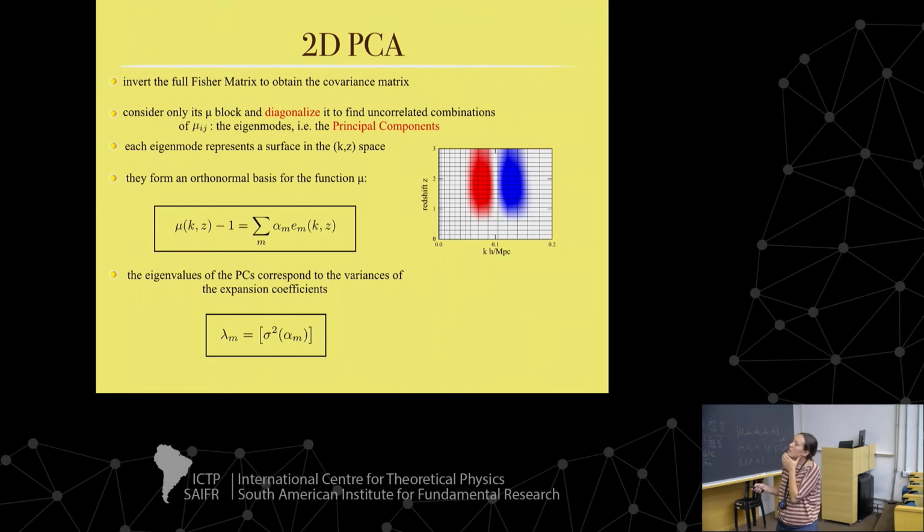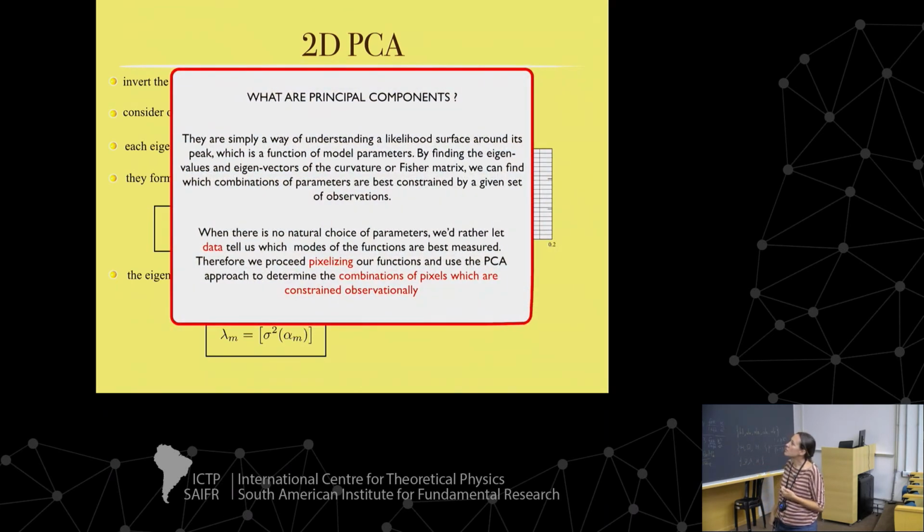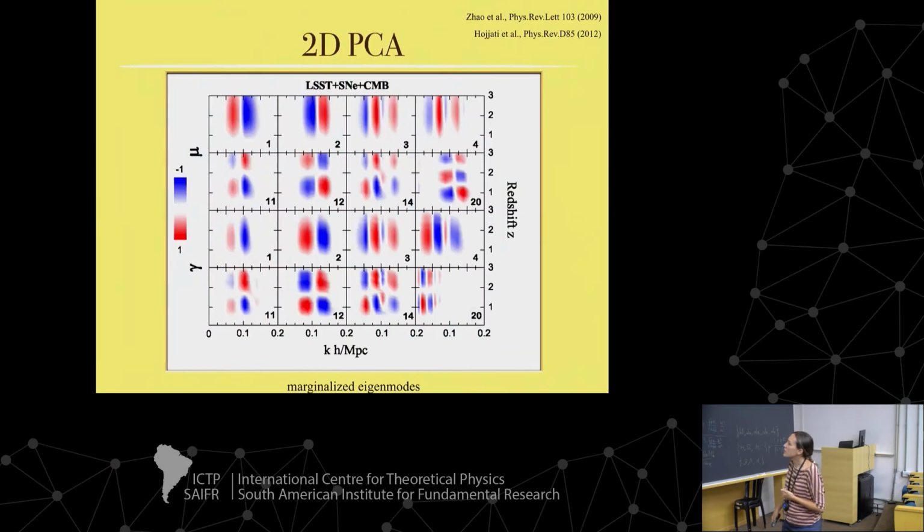The two important things are the alpha m, the coefficients in the expansion of your function in the eigenmodes, and the eigenvalues of your diagonalized matrix, which tell you the precision, the sensitivity that your experiment will have to these coefficients alpha m. So what you learn is the typical shapes that you expect to pick up with your experiment, with which precision, and how many of these you expect to pick up.